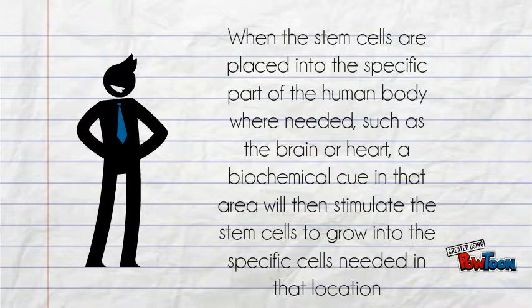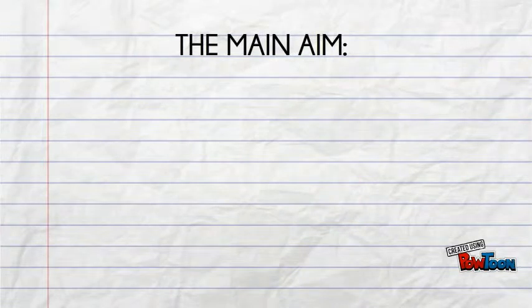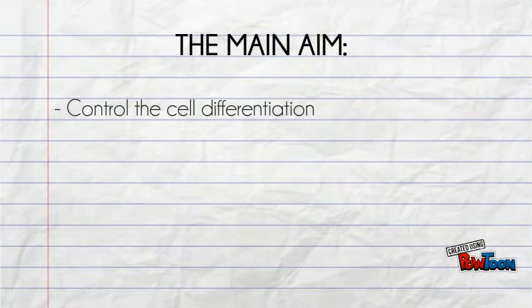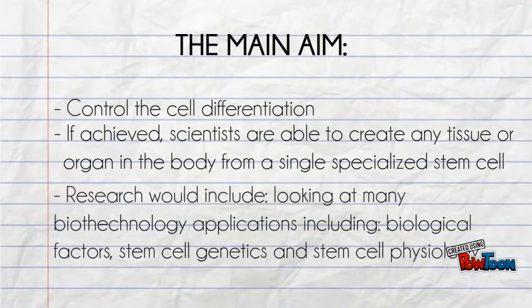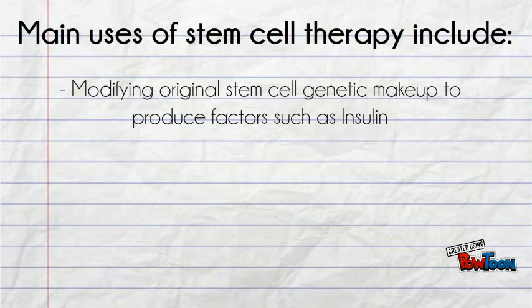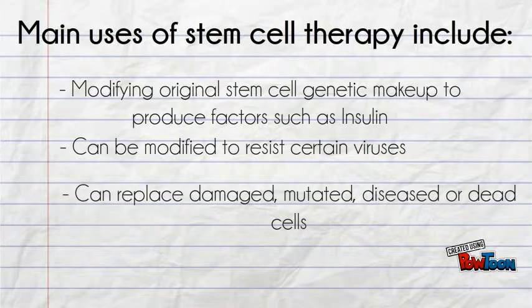needed in that location. The main aim of stem cell studies for stem cell therapy in humans is to control the cell differentiation. If this is achieved, scientists are able to create any tissue or organ in the body from a single specialized stem cell. Research on controlling the cell differentiation would include looking at many biotechnology applications, which include biological factors, stem cell genetics, and stem cell physiology.